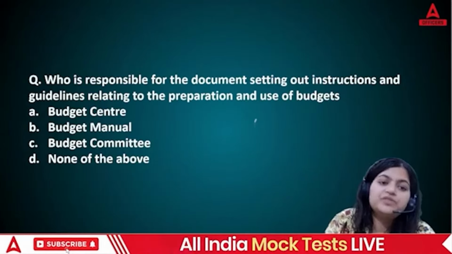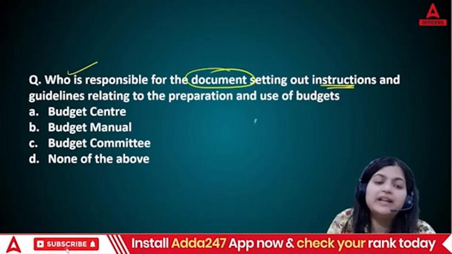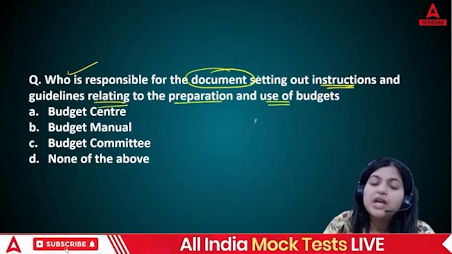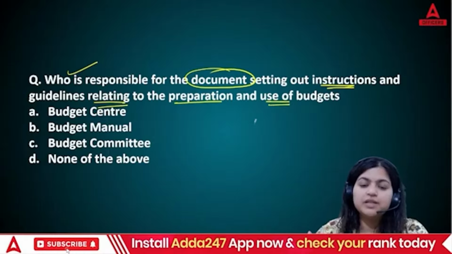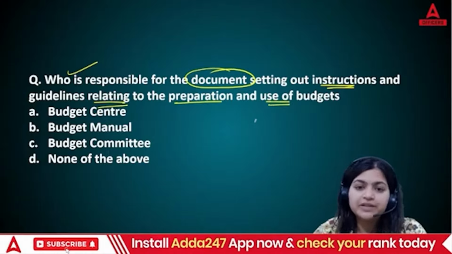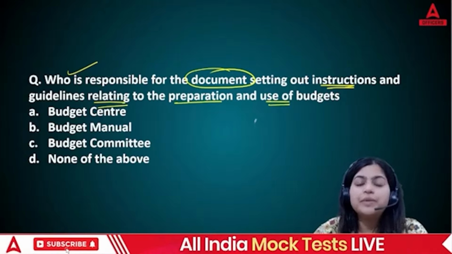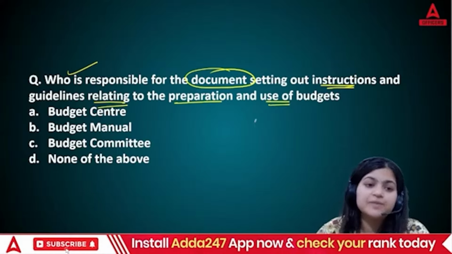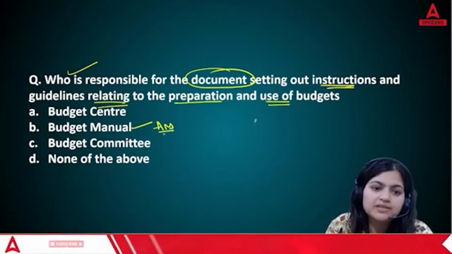Next, who is responsible for the document setting out instructions and guidelines relating to the preparation and use of budgets? Like in every industry we have some set of rules, some set of guidelines. So under which document can you see this? Similarly, when you are preparing a budget, you need to see these instructions and guidelines, that is given under the budget manual. So the right answer is answer B.